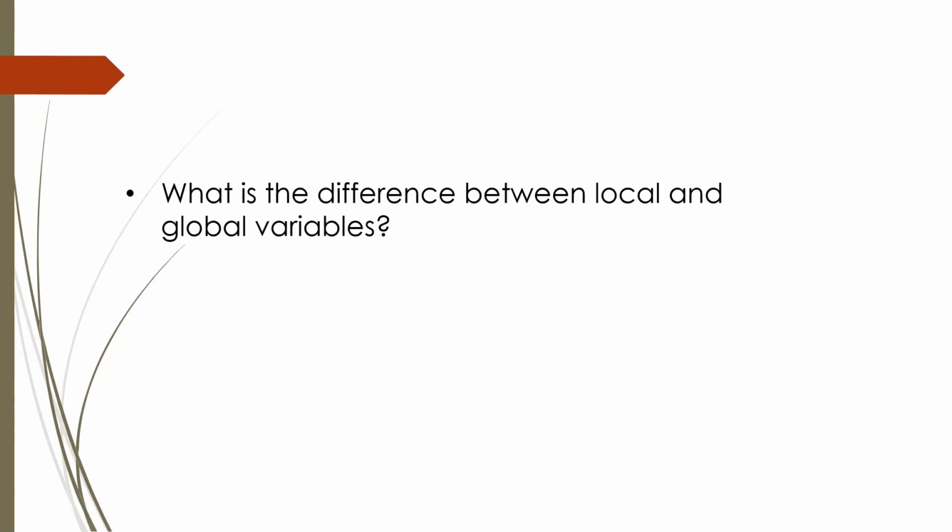Next question, what is the difference between local and global variables? Local variables can be accessed only inside the function in which they were defined, and instead global variables, being declared outside any function, are stored in fixed memory structures, and then they can be used throughout the entire program.